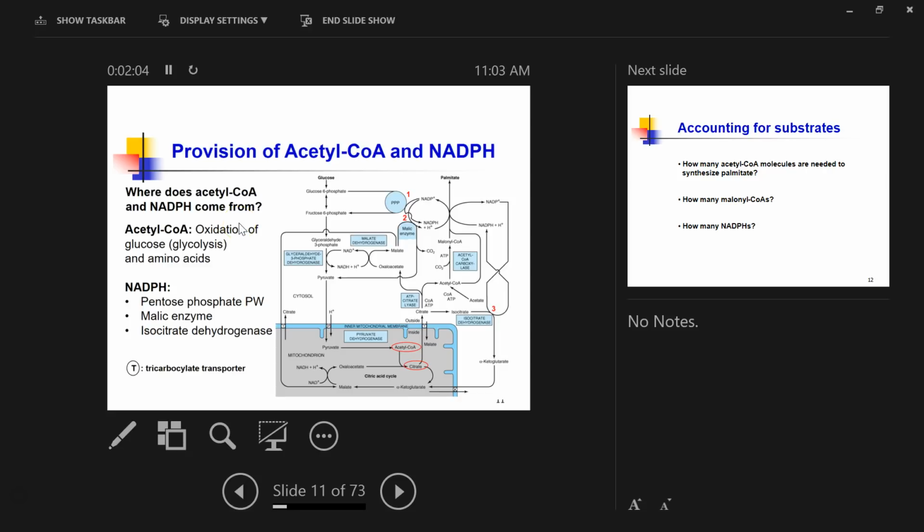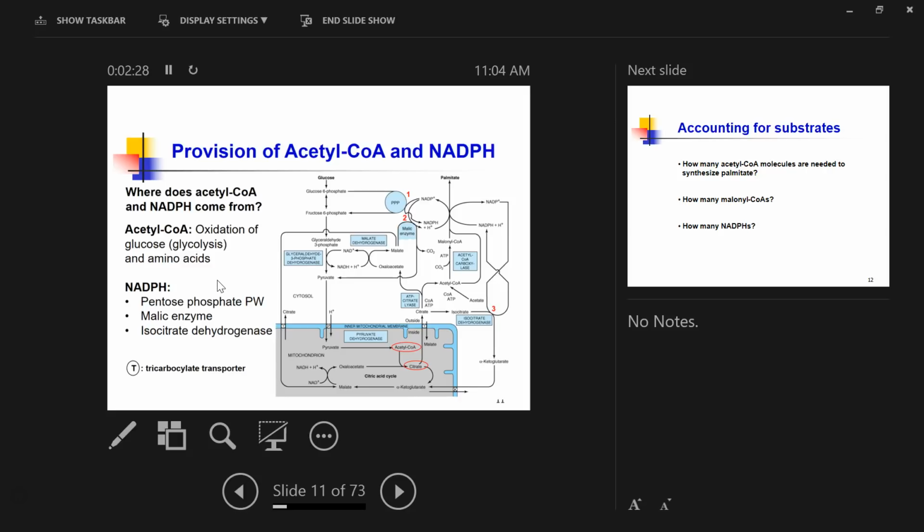Okay. Any other questions for lipogenesis? Yeah. Electron donor is NADPH. Okay. Other questions? No. Right.